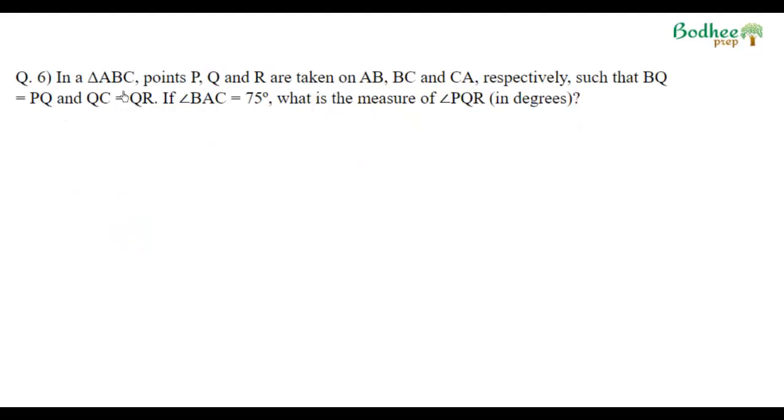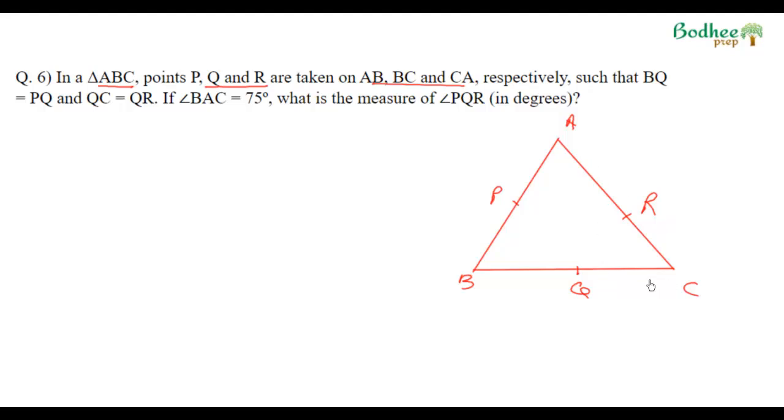Now here the question says that a triangle ABC is given, and these are the 3 points on these sides. So let us draw this triangle. If I have the triangle ABC like this, so this is A, this is B, and this is C. P is a point on AB, Q is a point on BC, and R is a point on AC. Further it says that BQ is equal to PQ. So we have to join P and Q also. These two lengths are equal. So in this triangle BQP, we can say that these two angles will be equal, right? Let us name them as alpha. So both the angles will be alpha.